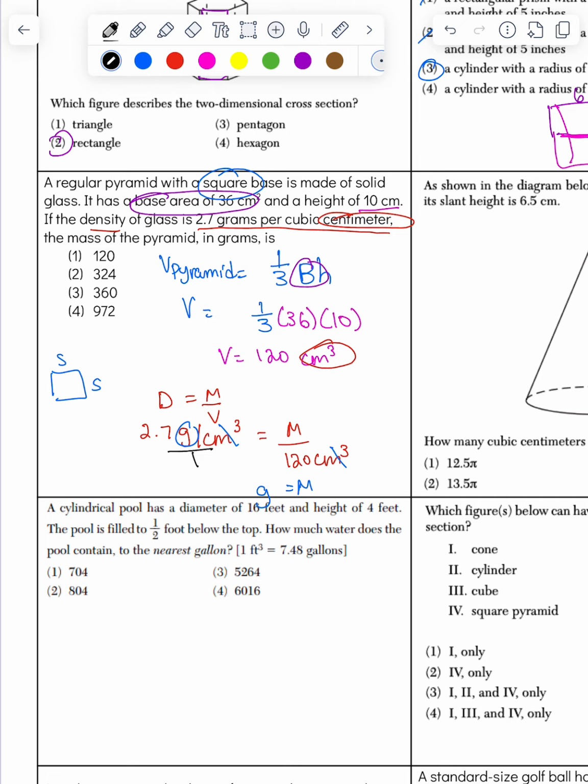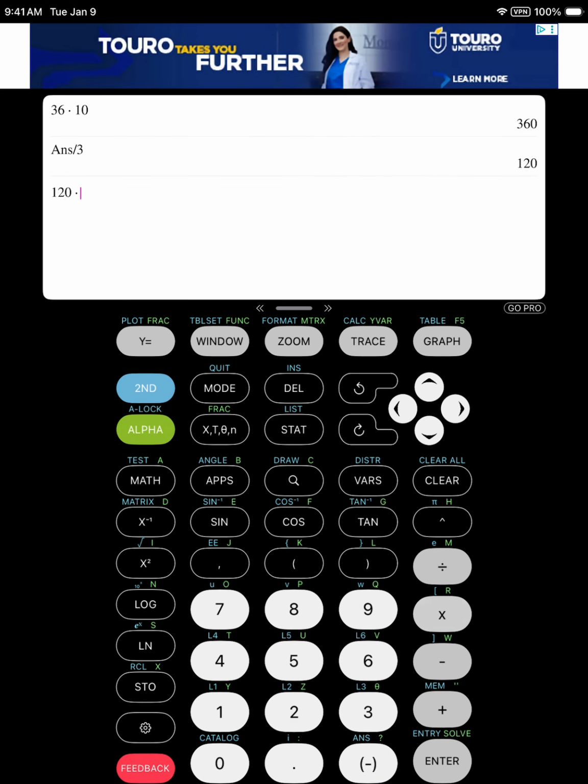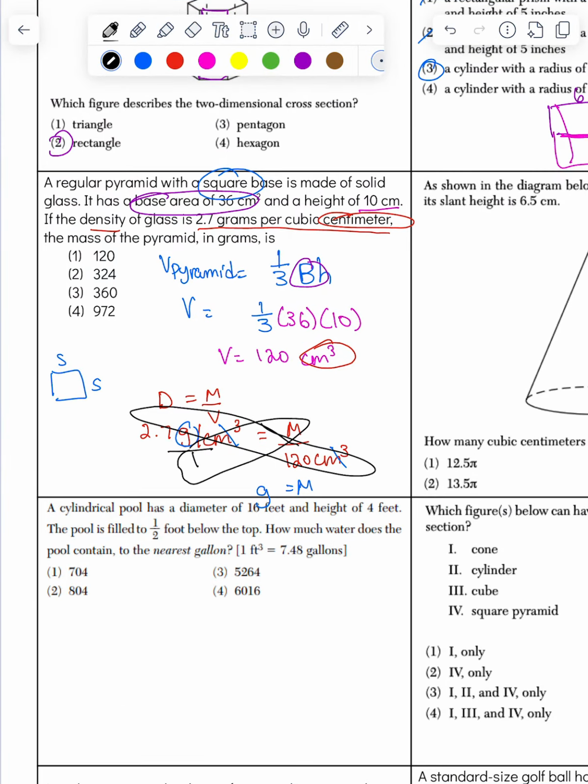So that's 120 times 2.7. And that's 324.